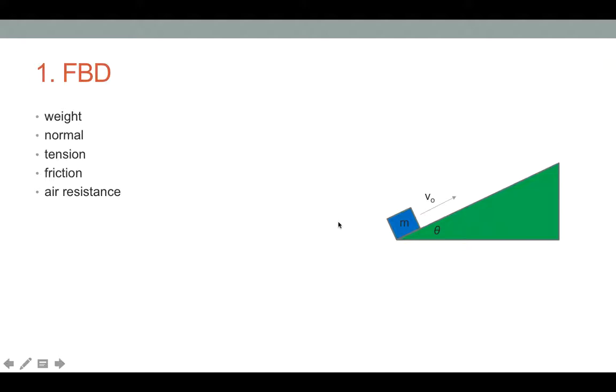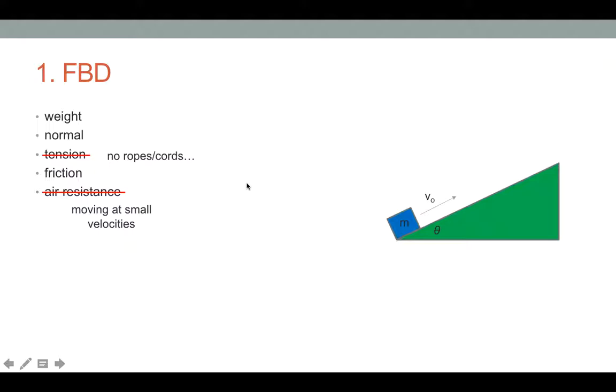So, first, we don't need to worry about air resistance. We will assume that the velocity is small enough that we don't need to worry about air resistance. In addition, we're not given any information to calculate air resistance. We also don't need to worry about any tensional forces because there are no ropes or cords or anything attached to the block that is moving.